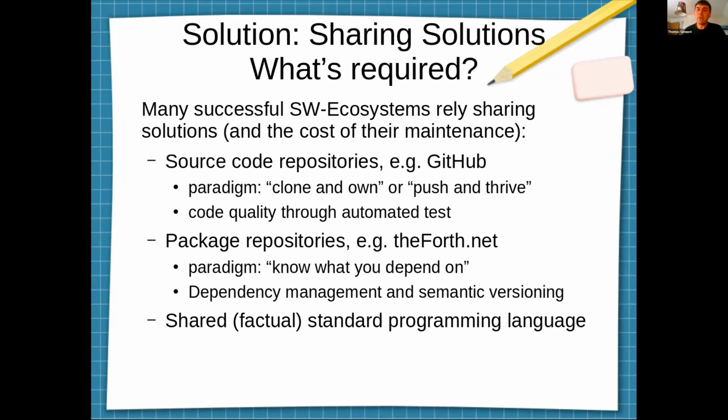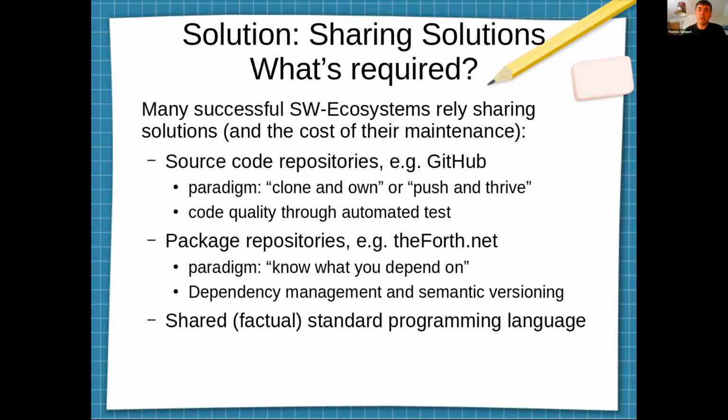What's necessary is a source code repository. GitHub is very popular, I use it too. And there's a good old paradigm. You say, if something is available out there, you either clone and own, or you push and thrive. So you do not want to lose connection to the community, right? Also, code quality is very important. Open source software that doesn't meet the mark is not a good solution anymore. It won't be shared.